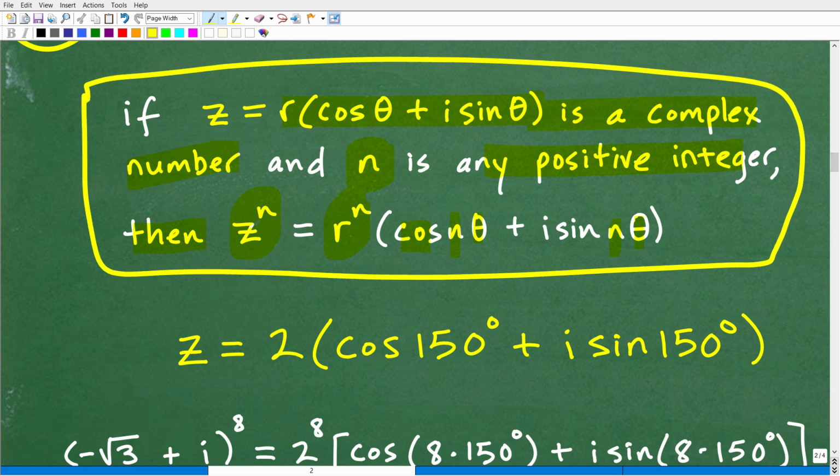Okay, so let's walk through and interpret De Moivre's theorem. This is just a set of directions. If we have this already set up right here, what we're looking for is this n. And what's our n for this problem? z to the n is what?